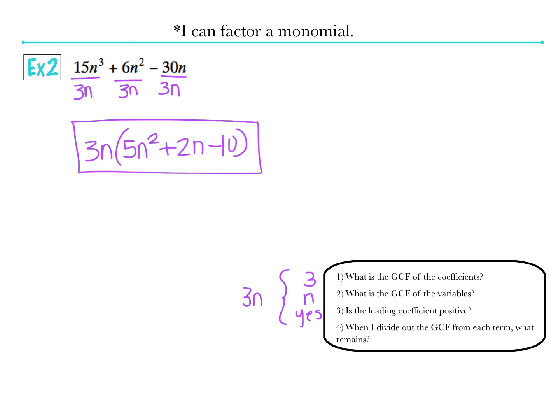And I can always double check it by distributing, because factoring just undoes distribution. So 3n times 5n squared is 15n to the third. 3n times 2n is 6n squared, and 3n times negative 10 is negative 30n. So I know I've done it correctly.